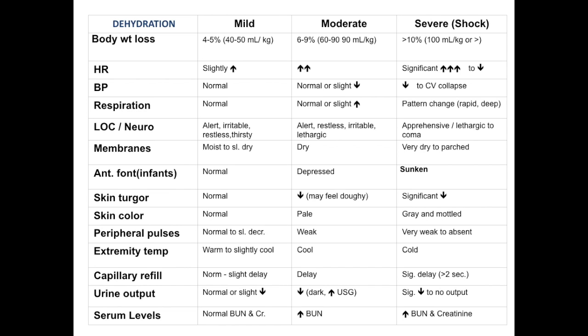The extremities are going to be cold because all of the blood is being shunted to the vital organs, the heart, the liver, the kidneys, and the brain. Cap refill is delayed. There's a significant decrease in the urine output, and eventually there may be no urine output. And then the serum levels of the BUN and creatinine are elevated. This ends part 2 of fluid and electrolytes.